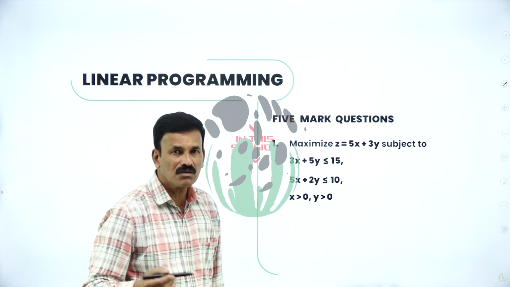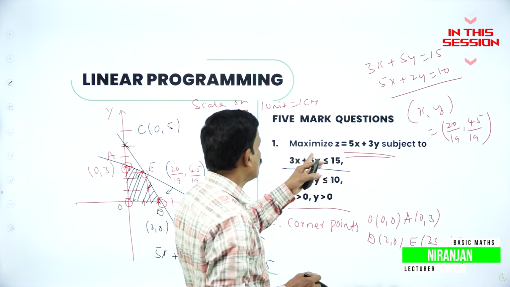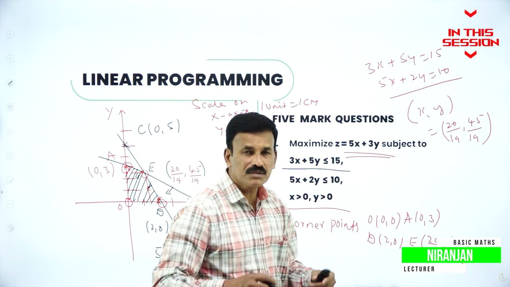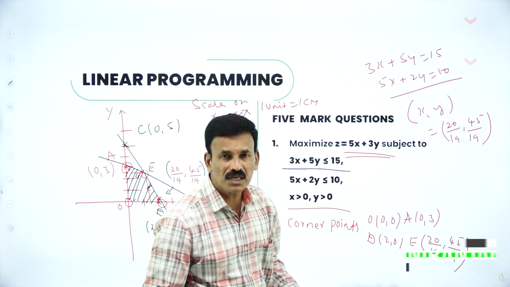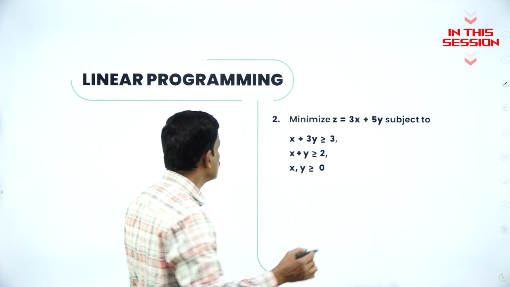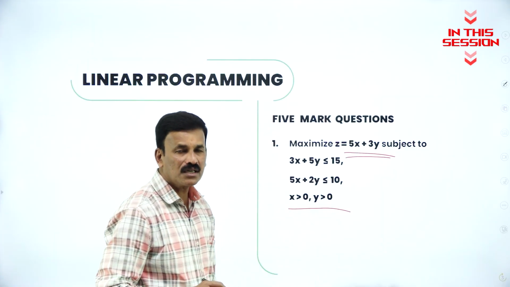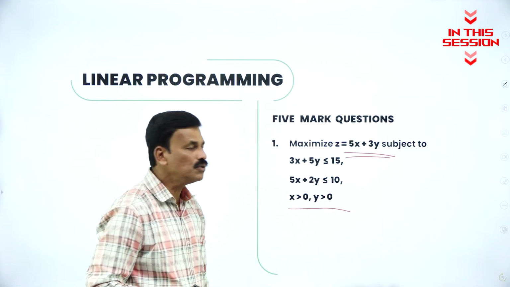Maximized or minimized is called the objective function. Substitute all these values of corner points in the objective function and find which is maximum. That will give us the final answer. Let us convert these inequalities into equalities first. So this is the objective function. Non-negative restrictions, x is greater than or equal to 0 and y is greater than or equal to 0.